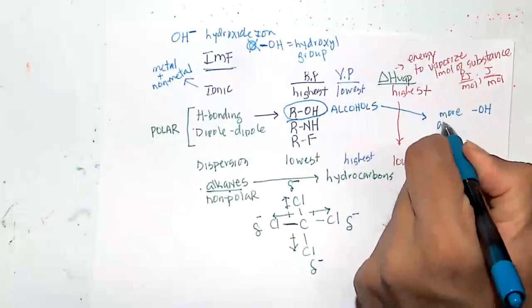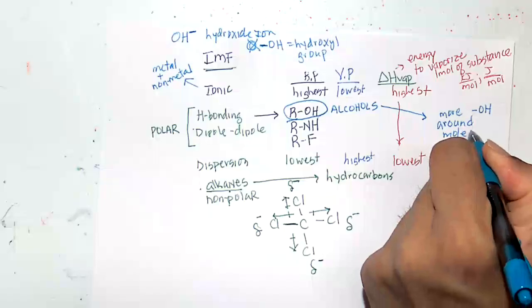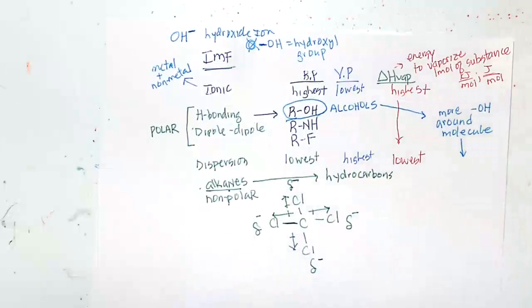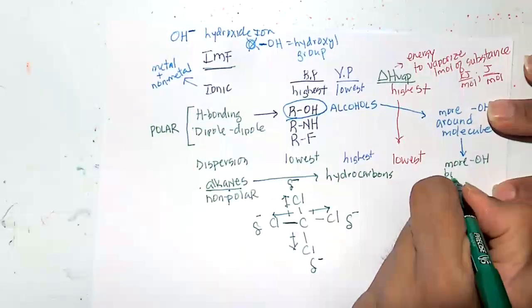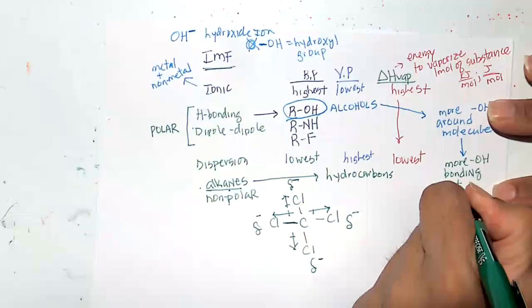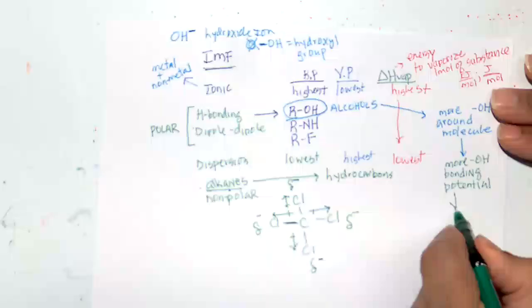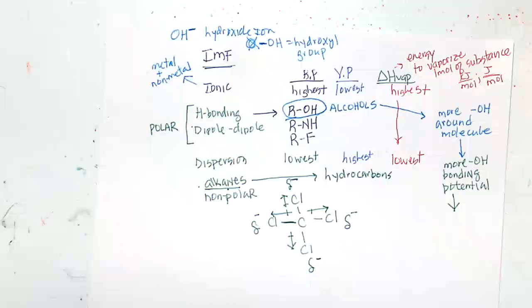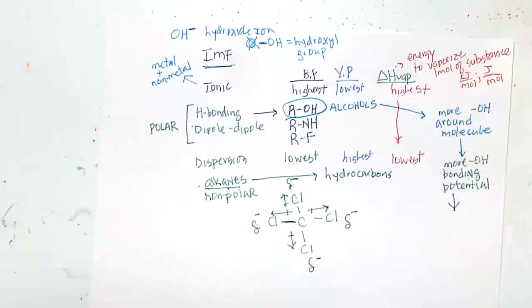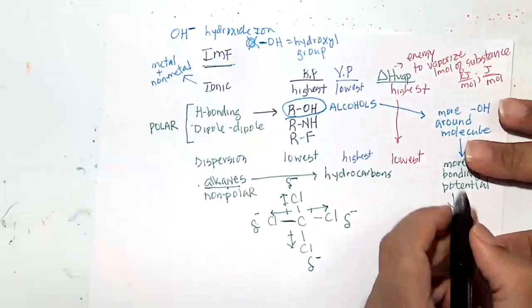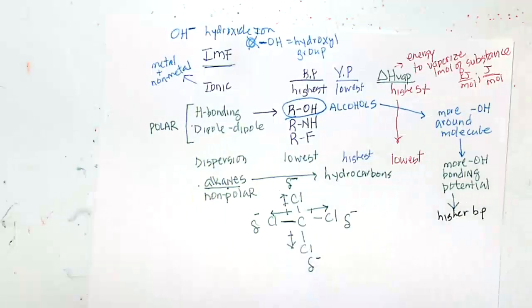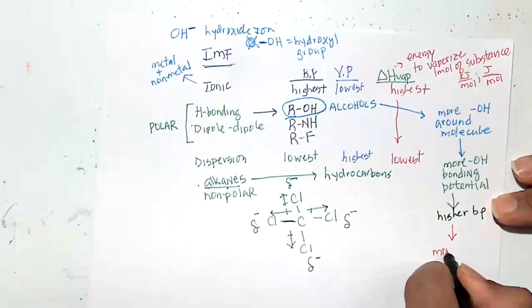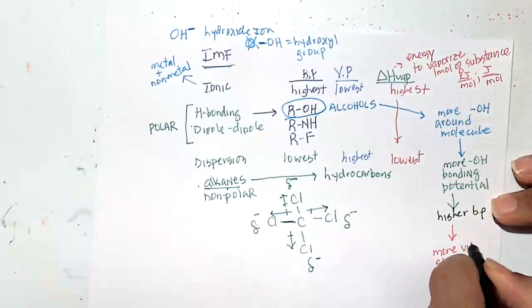So if there are more hydroxyl groups around the molecule, we've already established that it can hydrogen bond, but more OH means more hydrogen bonding potential. More hydrogen bonding potential means higher boiling point. And higher boiling point also means another thing that we talked about, and that means more viscosity. We gave an example of a molecule known as glycerol. More viscosity.